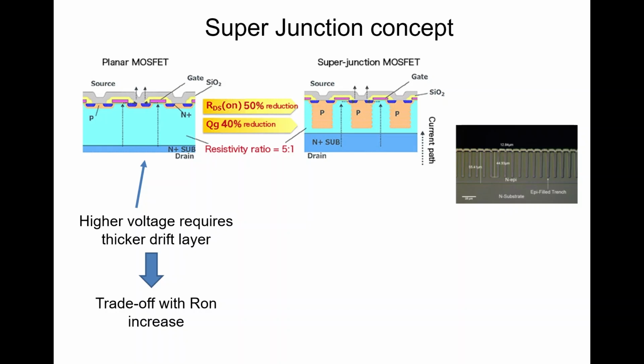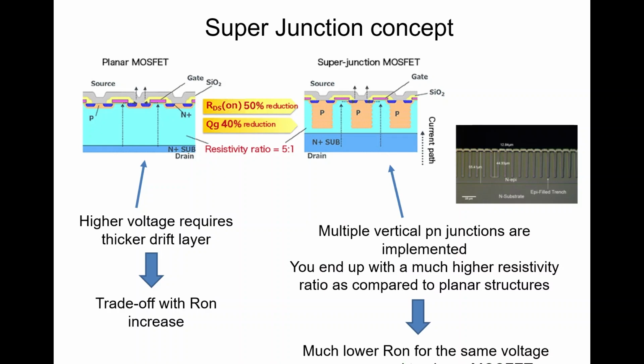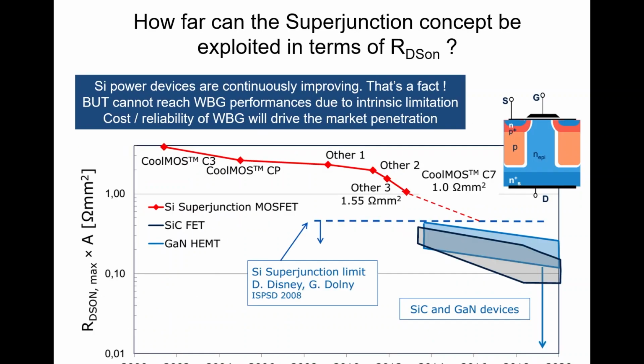So people have been very clever to implement this super junction. This is basically multiple vertical PN junctions that are implemented, and you end up with a much higher resistivity ratio as compared to this one. And you kind of overcome the trade-off between the on resistance and the breakdown voltage here. So the question is how far you can go with this super junction concept.